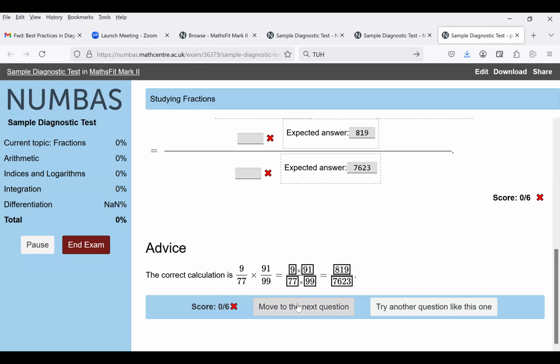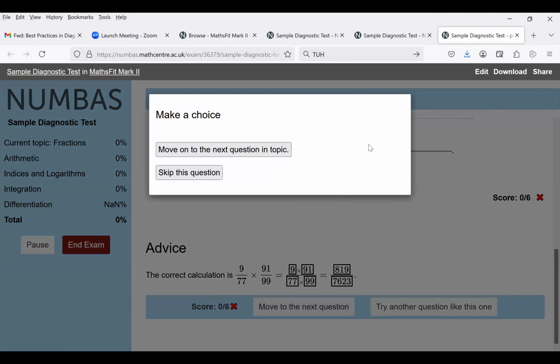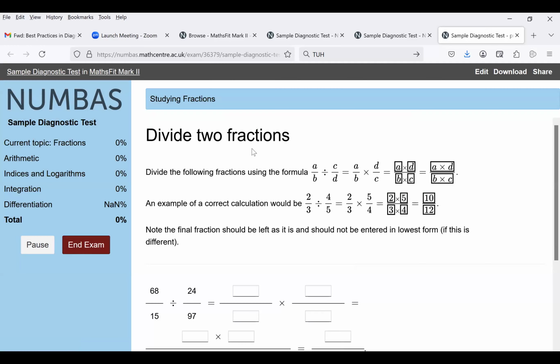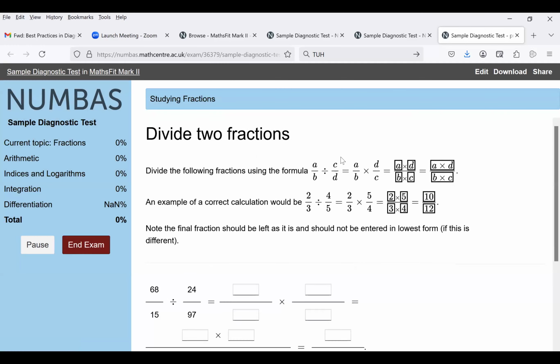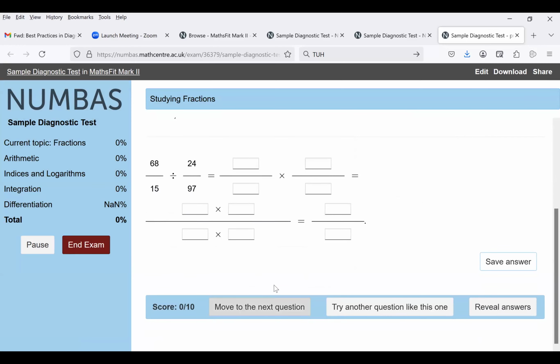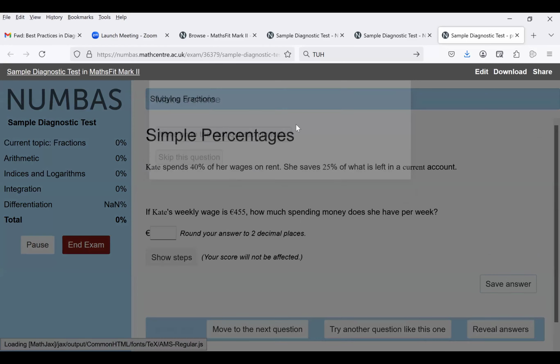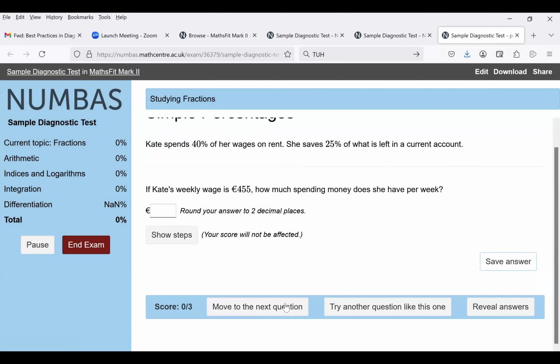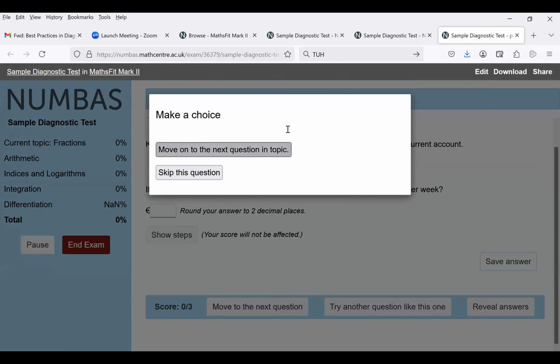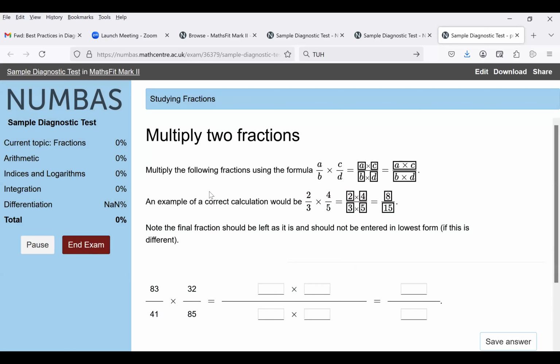And this is the thing, you can move to the next question. With the ordinary mastery algorithm, this make a choice option doesn't come up. You would just have to move on to the next question, which in this case is divide two fractions. And if you want to move to the next question, percentages, and then move to the next question, you go back to where you started. So you get stuck if you can't complete a question.